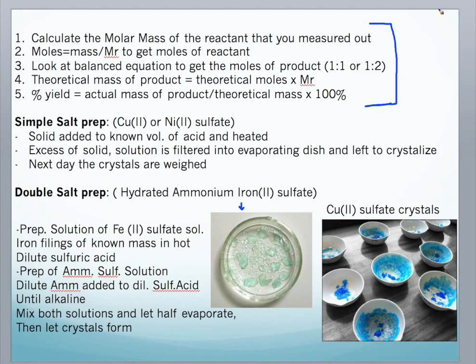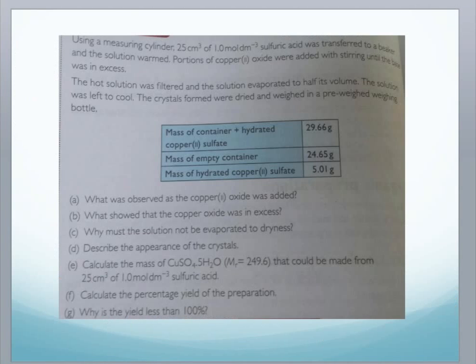And most of the time you'll be asked to calculate the percentage yield. So to get the percentage yield, you will have to divide the actual mass of the product by the theoretical mass. So the actual mass is, when you weigh your crystals, that will be your actual mass, divided by the theoretical mass, which you will calculate, times 100, and that will give you the percentage yield. And I thought it would be good to look at just one question. So this is a question here.